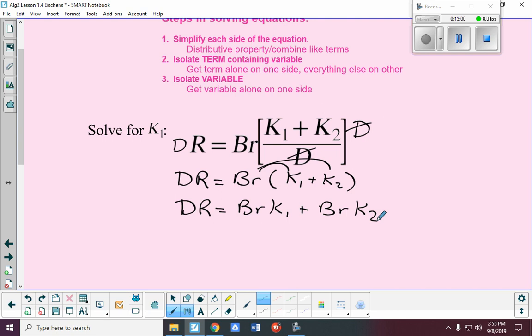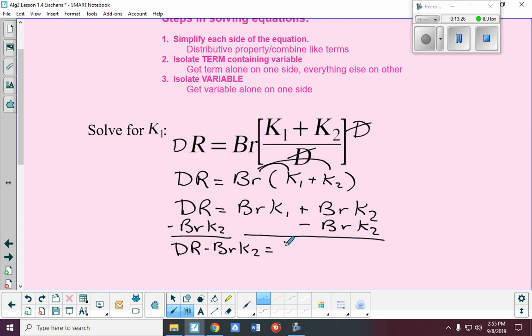All right, so now we distributed, so we have BR k sub 1 plus BR k sub 2. K sub 1 is what we're solving for. Remember our rules, isolate the variable term, so we have to get rid of the other term. So on this side, you have dr minus b lowercase r k sub 2 equals br k sub 1.